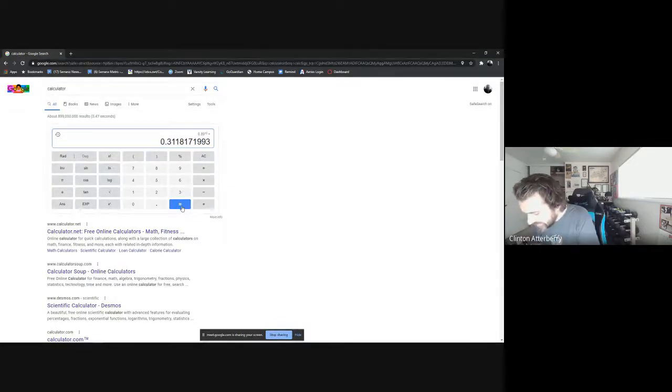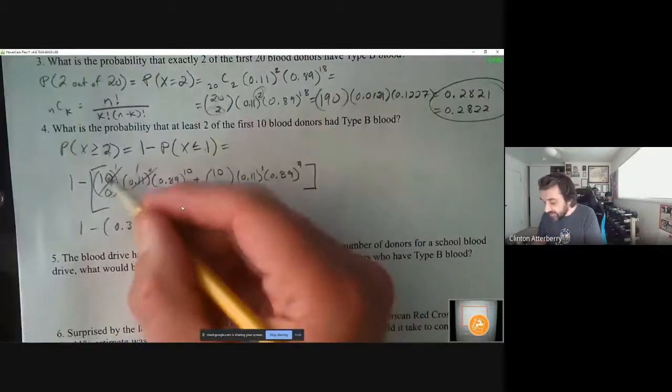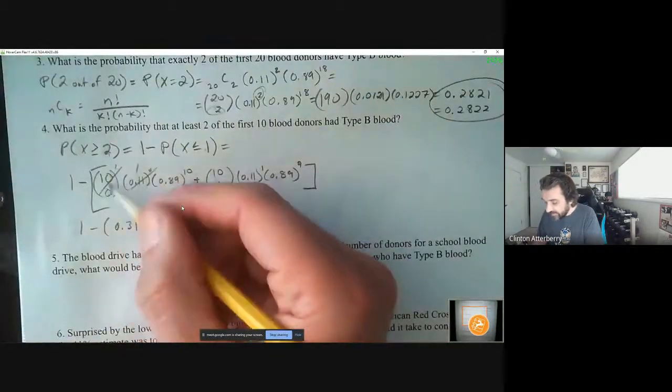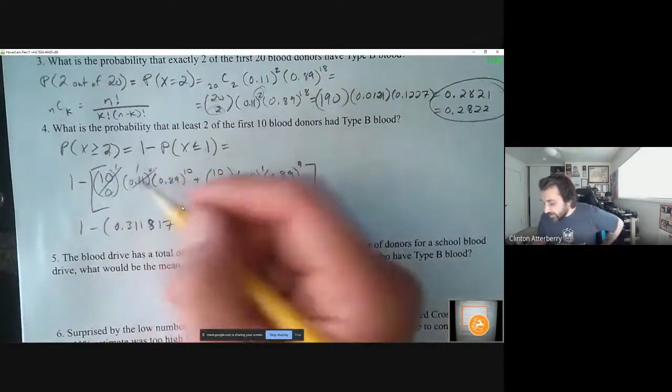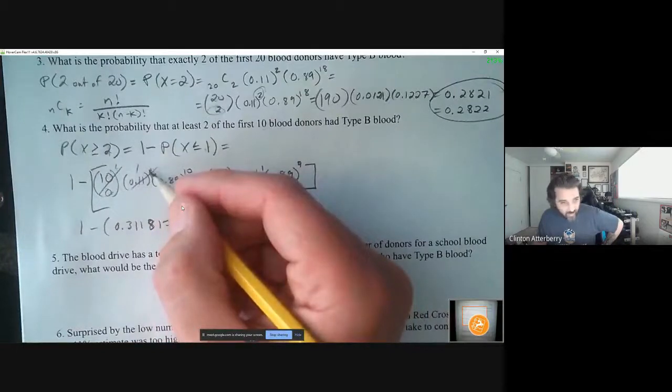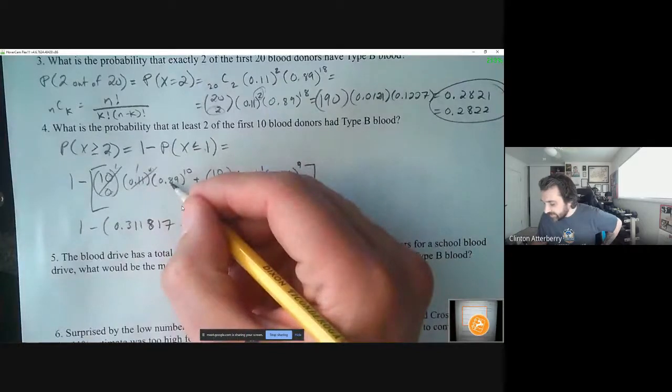Just for the sake of rounding, I'm going to write some more numbers out here, to 6 numbers: 0.311817. I'll round to 4 digits at the end, but hopefully this keeps us at a closer answer. So 10 choose 0 is simply 10 factorial divided by 10 factorial, which gives you 1. 0.11 to the 0 power, anything to the 0 power is just 1. So 1 times 1 times 0.89, the failure rate, the q, to the 10th power.